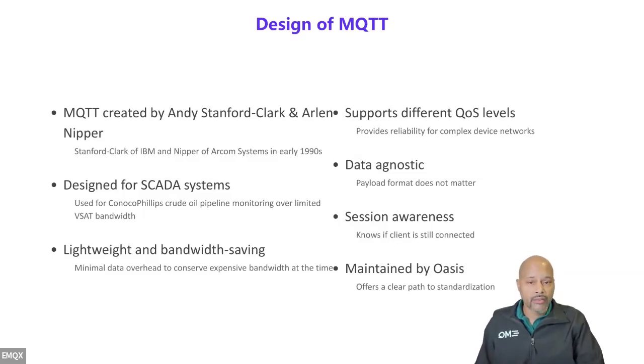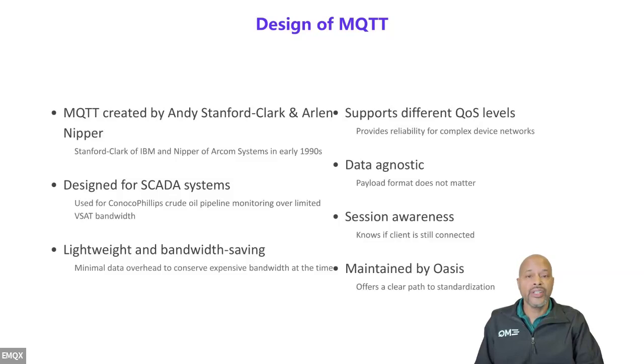Also, MQTT systems need to support different quality of service levels or QoS. And that different adjustment in quality of service levels allows you to make decisions and help monitor and route your data responsibly. And so we will go into the different QoS levels within MQTT and how those apply to different workflows.